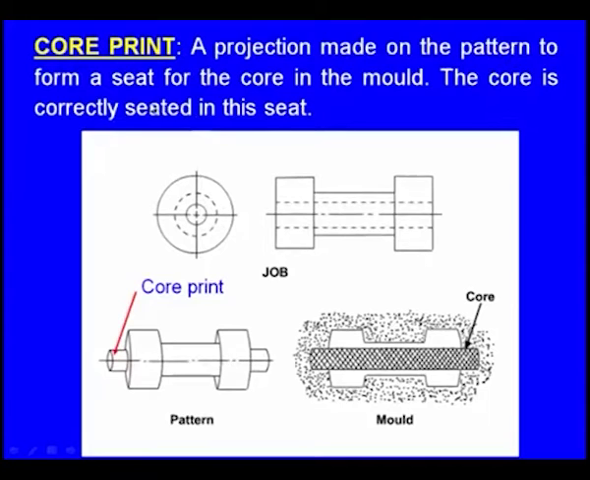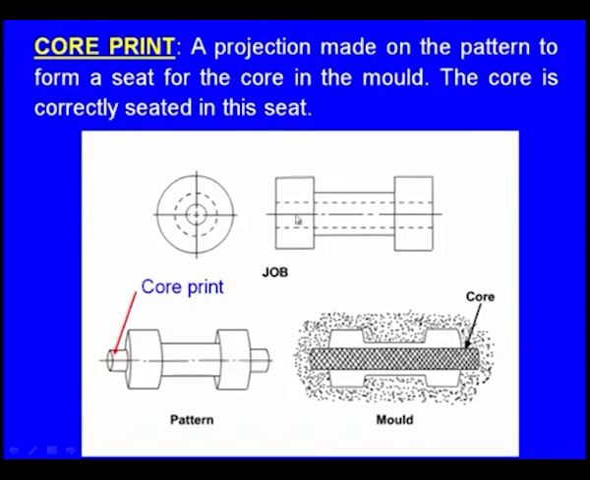Next one, let us see the core prints. A core print is a projection made on the pattern to form a seat for the core in the mold. The core is correctly seated in this seat. Now this is the casting. You can see the casting and there is an axial hole. To make this kind of casting we are using this pattern.